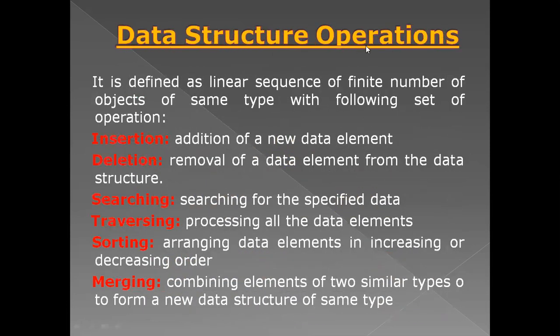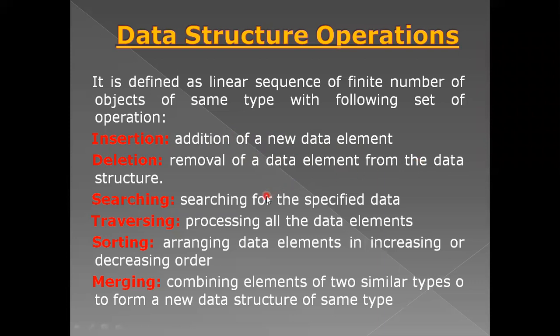Next, we have various data structure operations. So what are the various data structure operations? It means we perform a finite number of operations. It is defined as a linear sequence of a finite number of objects of the same type with the following set of operations. Very first is insertion, so we can add elements in the data structure. For deletion, we remove elements from the data structure also.